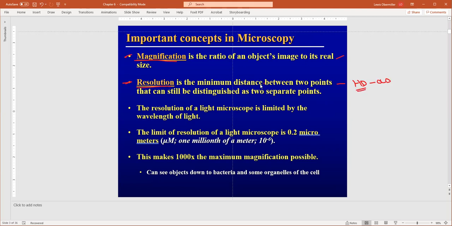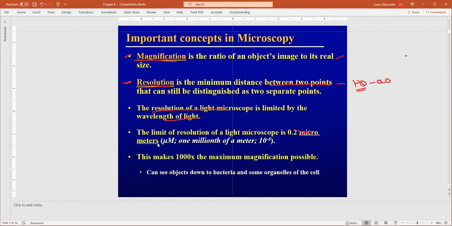Resolution is defined by the distance that you can distinguish 2 points. So if I wrote these 2 dots here and they're separate, but if you walked away from your screen, at the point wherever it looks like 1 dot, you can't distinguish the 2, then you've lost resolution. Then the resolution of a light microscope is limited by the wavelength of light. I'm going to ask you that on the test. You need to know that. It's super important.